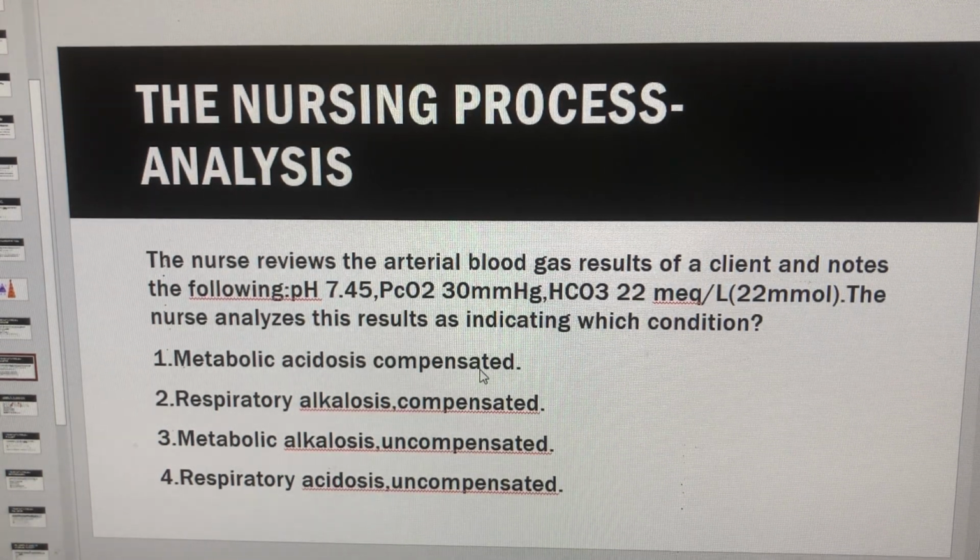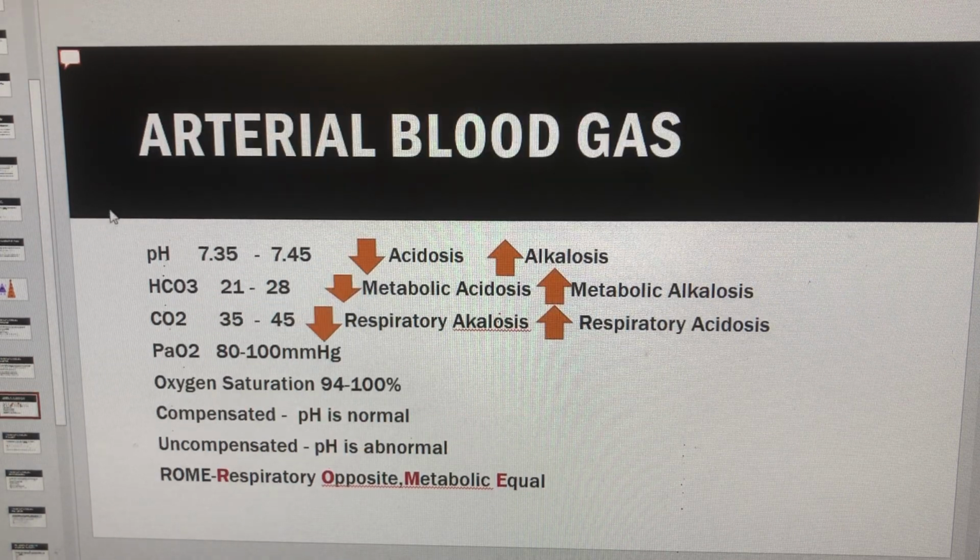Nursing process analysis. The nurse reviews the arterial blood gas results of a client and notes the following: pH of 7.45, PCO2 30, bicarbonate 22. The nurse analyzes these results as indicating which condition. 1. Metabolic acidosis compensated. 2. Respiratory alkalosis compensated. 3. Metabolic alkalosis uncompensated. 4. Respiratory acidosis uncompensated. So let's look at the normal ABGs.